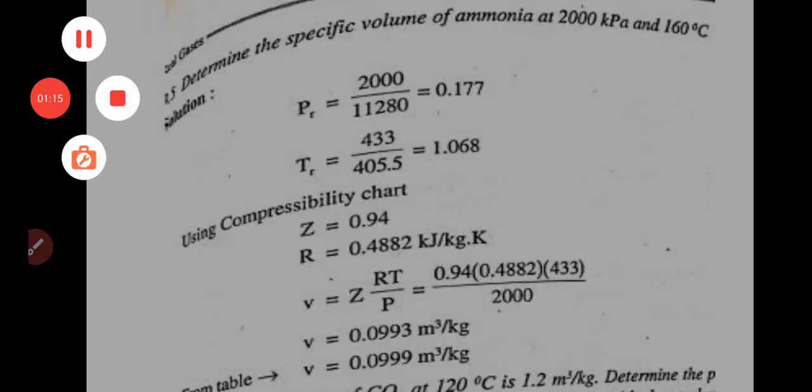Now, first we'll find out this. This problem we are solving using a compressibility chart. So we will find out the reduced properties, that is reduced pressure as well as reduced temperature. And to find the reduced properties, that is PR and TR, we need to know PC and TC, that is critical properties, pressure and temperature at the critical point. This PC and TC are given in the table. Now for ammonia, we will see the table.